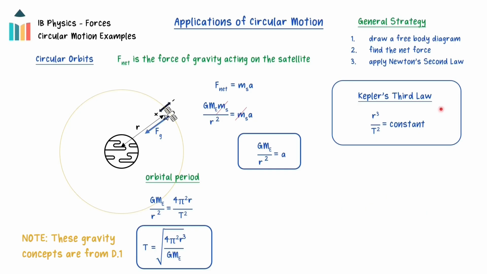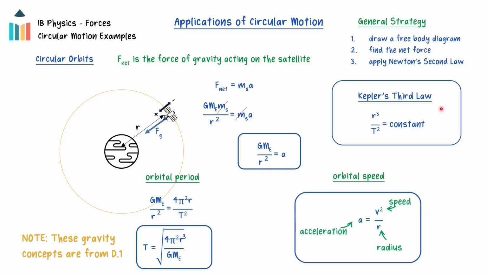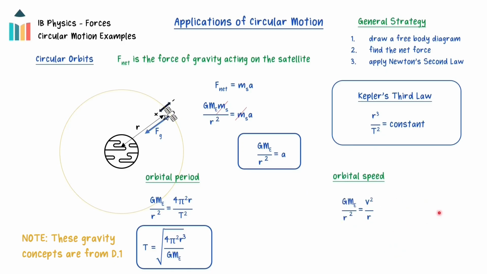We could also solve for the orbital speed of the satellite by instead substituting the acceleration formula that's in terms of the orbital speed squared, divided by the radius. By substituting this acceleration formula into our expression, we can rearrange and solve for the orbital speed.